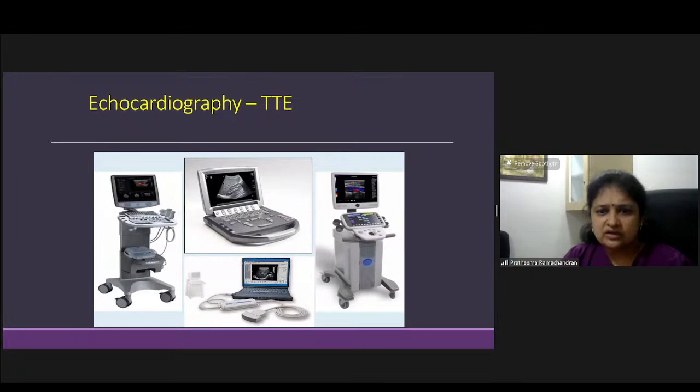So echocardiography, I'm sure you all have seen the bedside echocardiographic machine, ultrasound machines with basically an echo probe. So it has made our life easier.